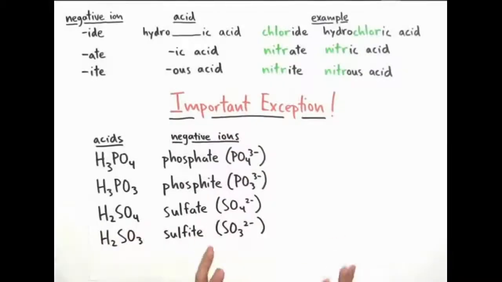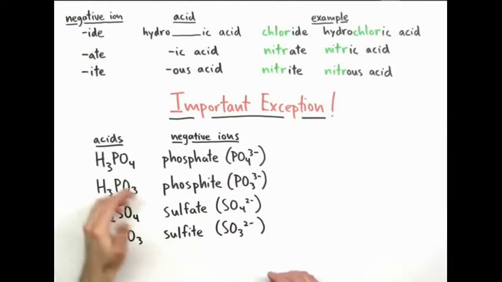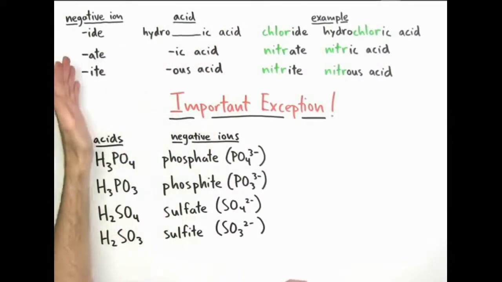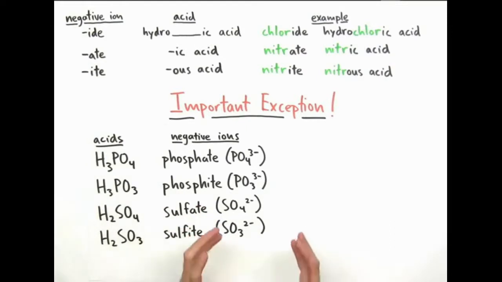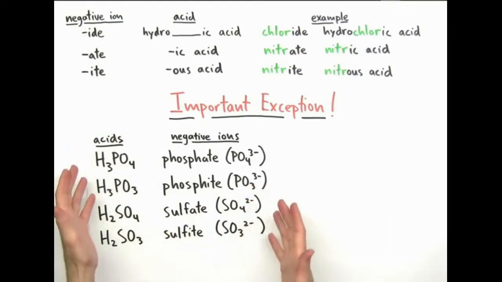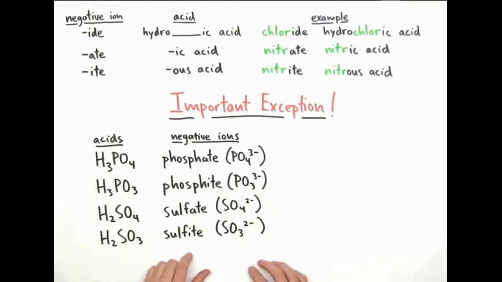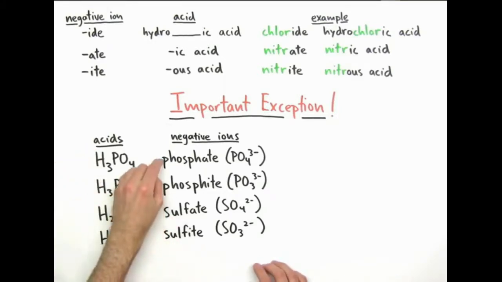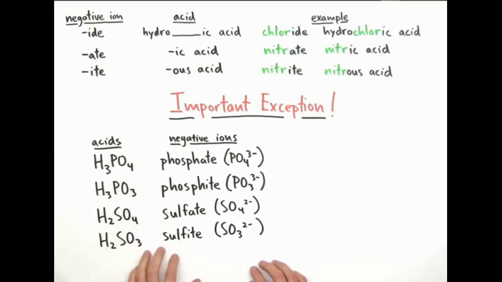I don't know. I want to talk about some important exceptions with naming acids. We learn these rules, but there are a few acids that don't quite follow them. And they actually turn out to be very common acids. All right? So they are these 4 acids here that contain the negative ions phosphate, phosphite, sulfate, and sulfite.